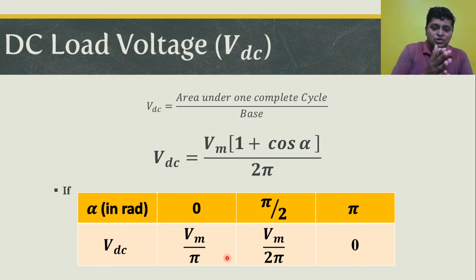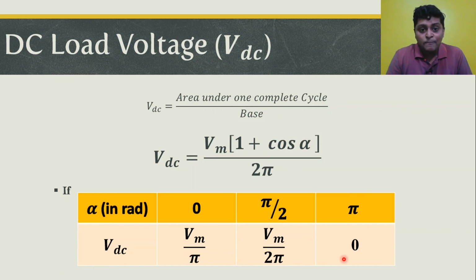Now again, if you substitute the value as pi by 2, cos of pi by 2 is 0, so that gives me the value Vm by 2 pi. Now for pi, cos pi is minus 1, 1 minus 1 is 0, so the DC voltage becomes 0. As we can observe from the waveform as well, as the firing angle increases, the value of VDC decreases: maximum, half of that, and 0. So this is what we have observed.